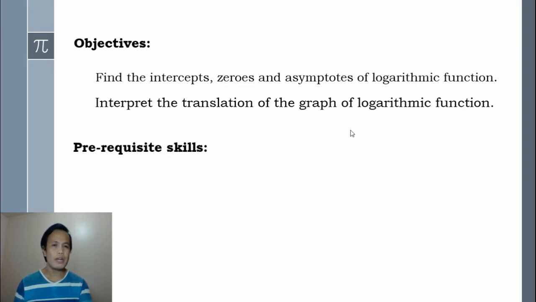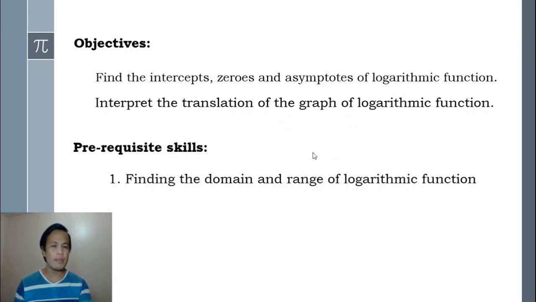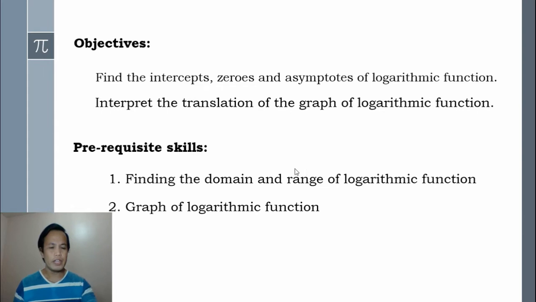This lesson requires us to have prior knowledge in the following: number 1, finding the domain and range of logarithmic function. Then number 2, graph of logarithmic function.